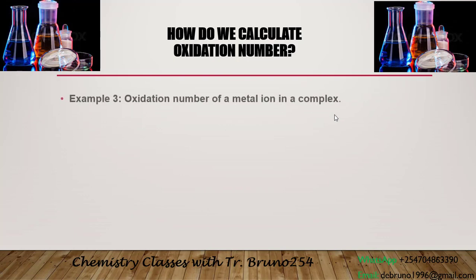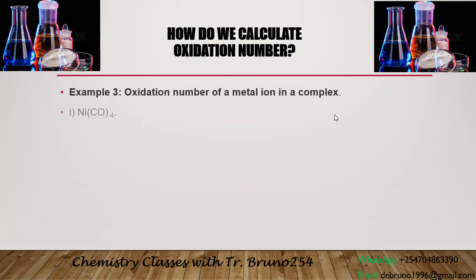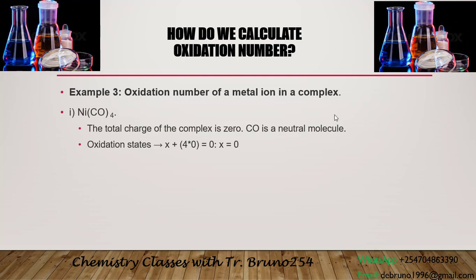But how do we calculate the oxidation number of a metal ion in a complex? A given example of a complex is the one shown there. We know the total charge of that complex is 0 since we don't have a charge indicated at the end of the chemical formula. Therefore, carbon monoxide is a neutral molecule. So the oxidation states are given as x, which represents the Ni, plus the four atoms of carbon monoxide. As we multiply 4 by 0, we get 0, and that means the oxidation number of the metal ion in this chemical formula is equal to 0.